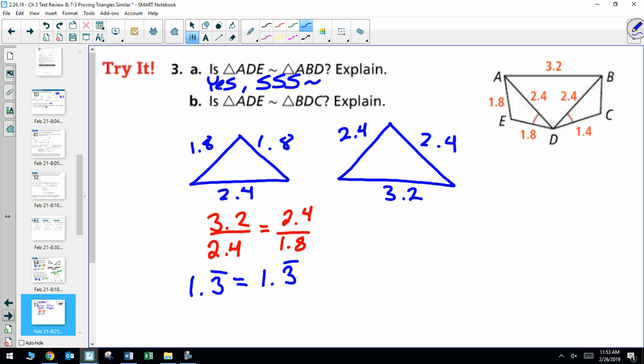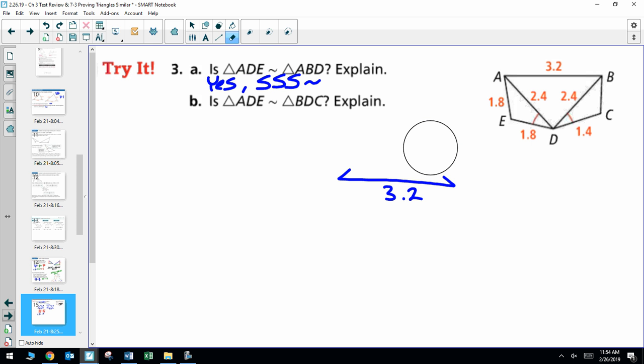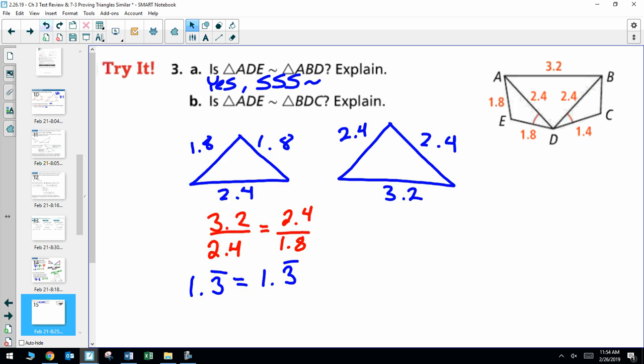Now we're asked, is ADE similar to BDC? Actually, I could have left my work there. I don't think we need to redraw these ones. Is this triangle on the bottom right similar to the one on the left?